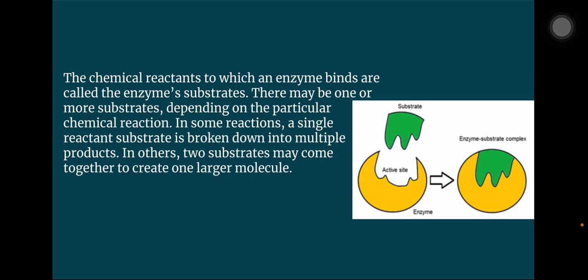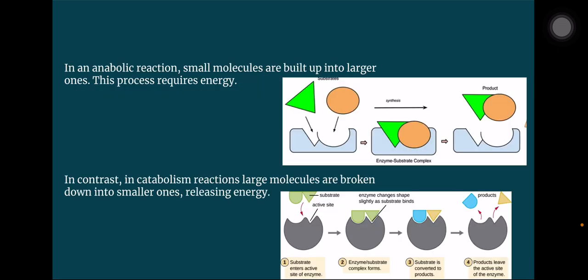In the figure depicted right there, we can see that the substrate would be the green figure and the enzyme is the yellow. They do bind at the active site, and each enzyme is specific to a substrate. They recognize that specific shape of the substrate, which is the one that they react to. There's a lock and key model right there.